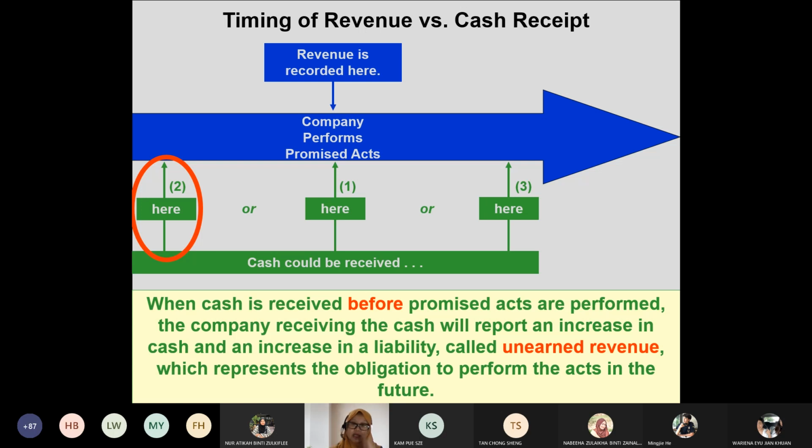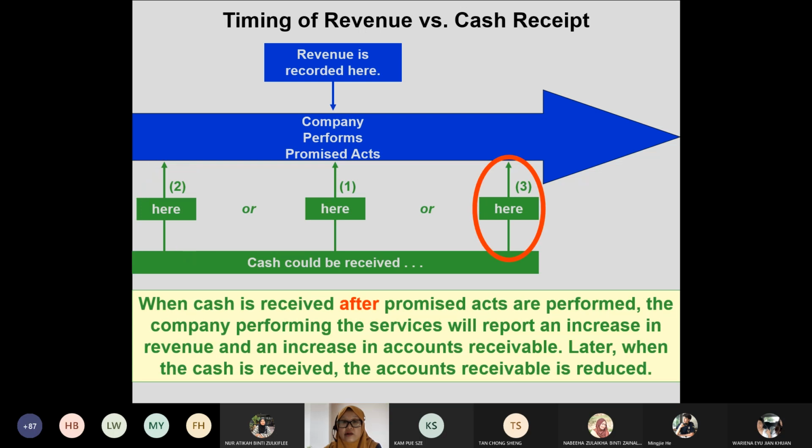So let's say if they have eventually performed the haircut service, then the company will report a decrease in unearned revenue, and then they will report revenue. Okay, all right. And then the third situation here is the case when the customer pays for the services or goods later. Okay, which means that they already got the haircut, but they haven't paid yet.